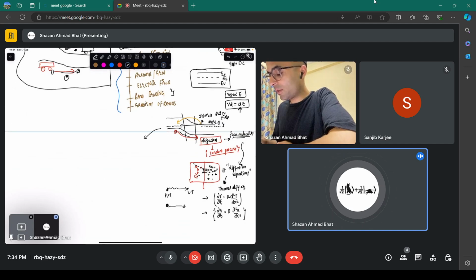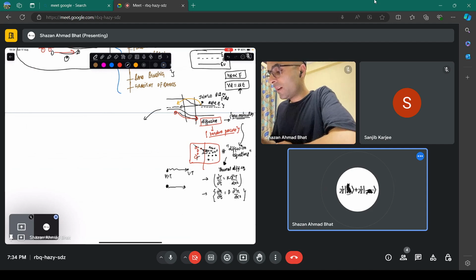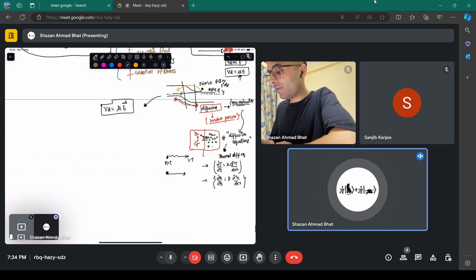Now you talk about the drift. What happens in a drift is that you have drift velocity equivalent to mobility times the electric field. But this is a concept that we have talked a lot about in our classes.